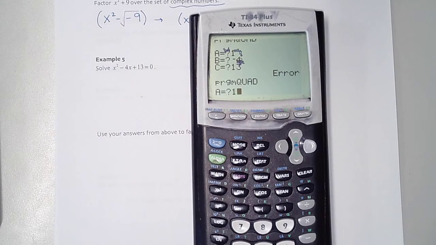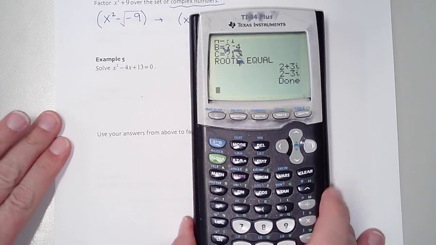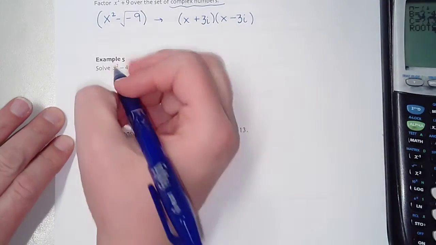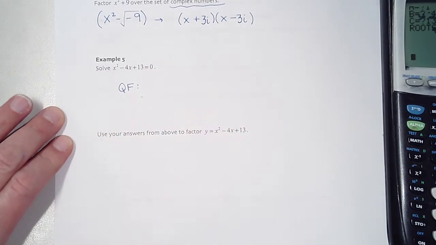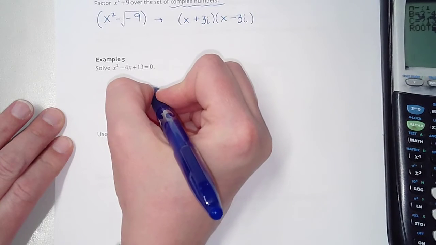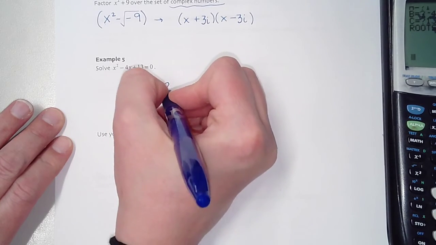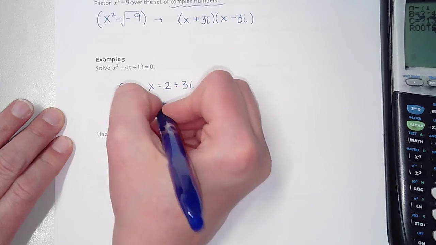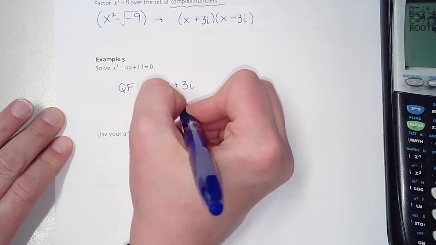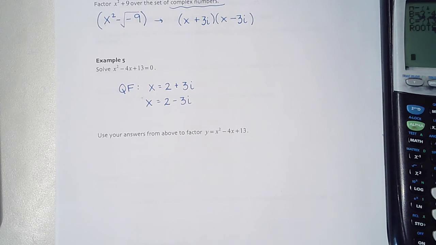So I'm going to go 1, -4, and 13. And this time it is going to give me roots. It's going to give me imaginary solutions here at 2 plus 3i and 2 minus 3i. So from the quadratic formula, with my a plus bi turned on, my roots are at 2 plus 3i and 2 minus 3i. And I know that's weird to think about as roots.